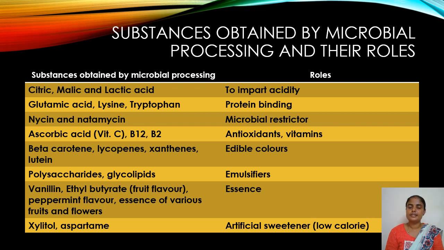Polysaccharides and glycolipids are used as emulsifiers. Emulsifier means if two liquids which are normally immiscible, that is they will not mix with each other easily like oil and water, using this emulsifier those two liquids can be mixed. Then vanillin, ethyl butyrate which has a fruit flavor, peppermint flavor, essence of various fruits and flowers are used to impart that particular essence in food products. Products like xylitol and aspartame are used as low-calorie artificial sweeteners in many food products.